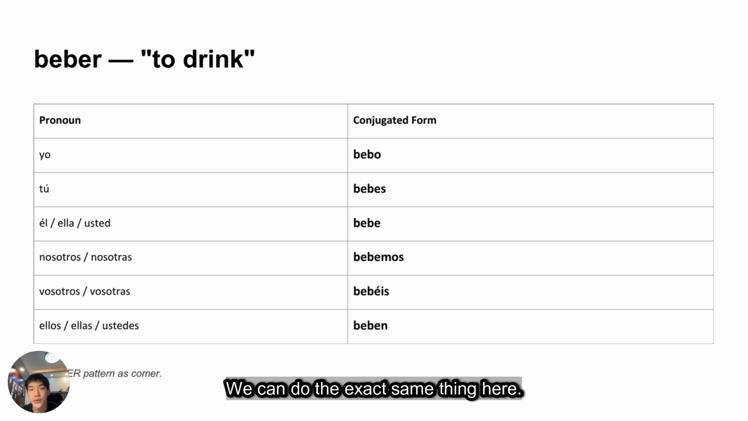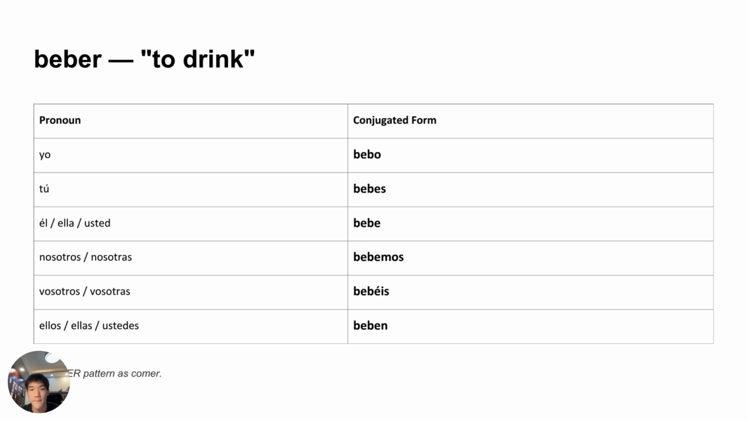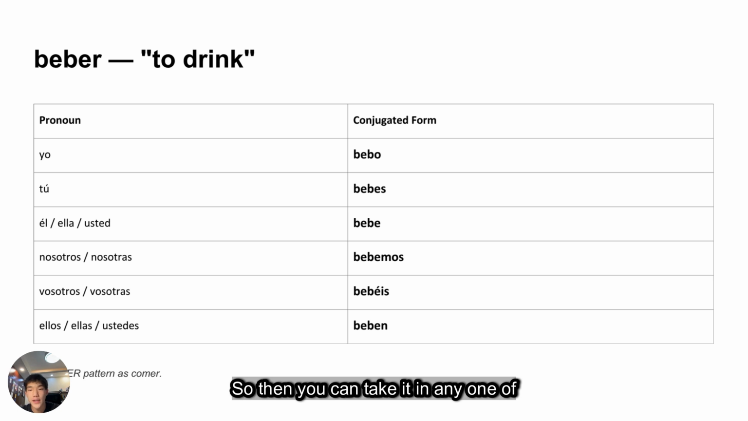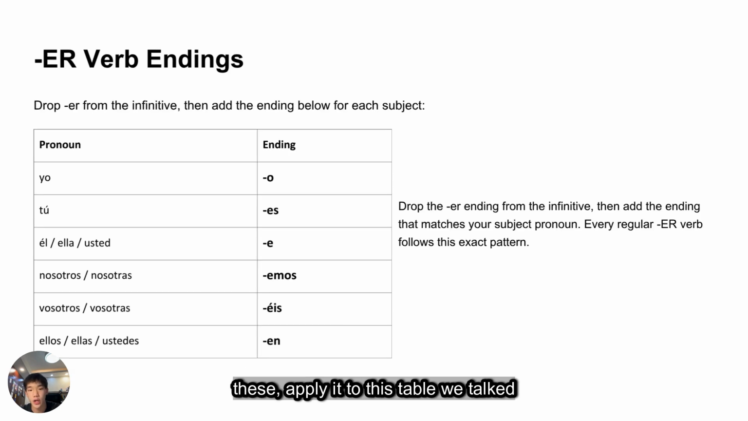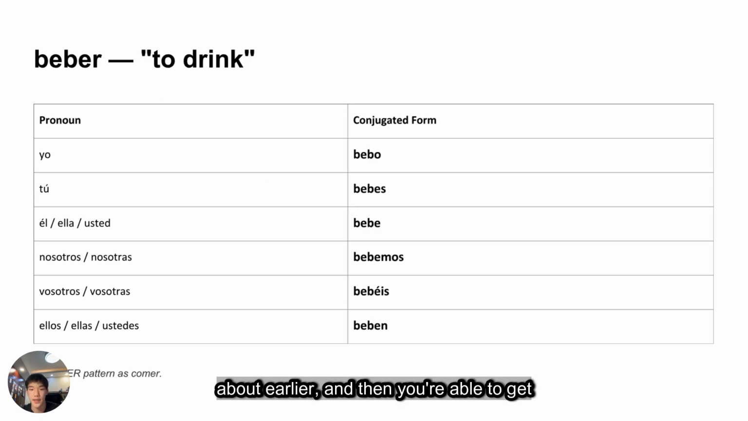Beber. We can do the exact same thing here. Remove the ER and the stem is BEB. So then you can take it in any one of these, apply it to this table we talked about earlier, and then you're able to get bebo, bebes, bebe, bebemos, bebéis, beben.